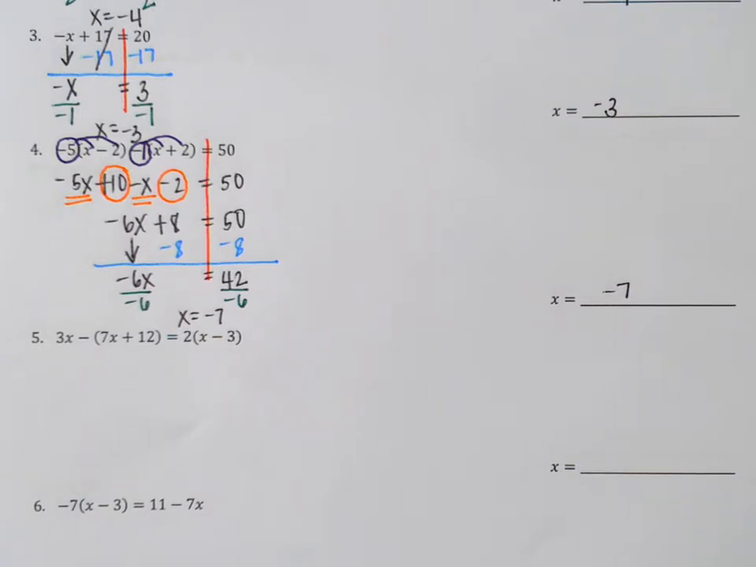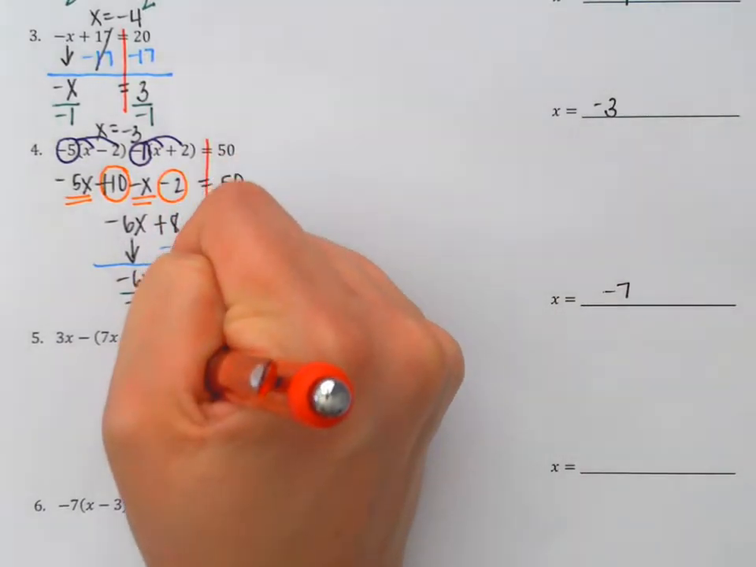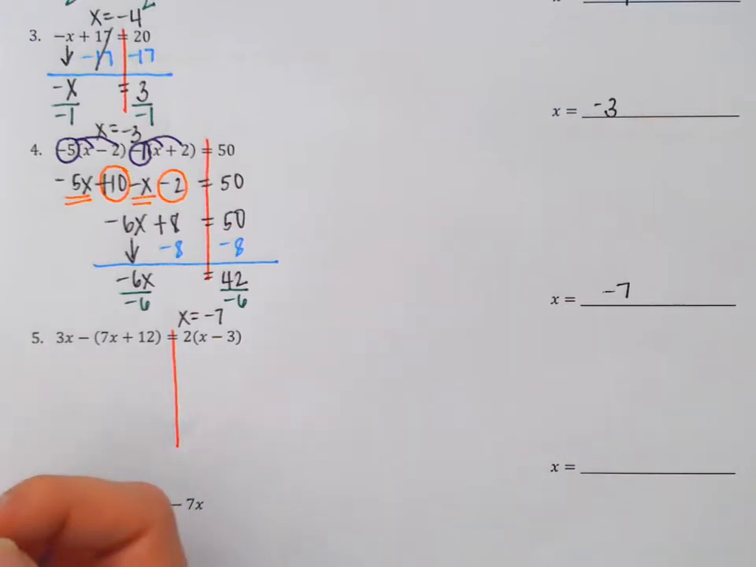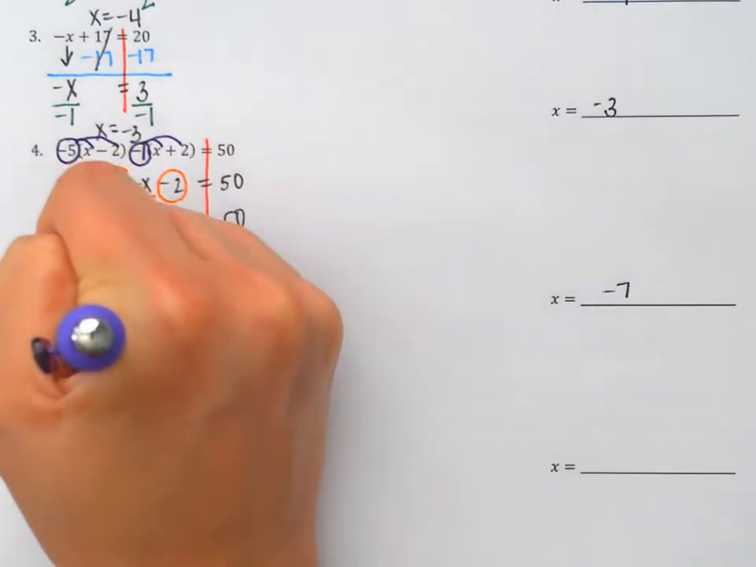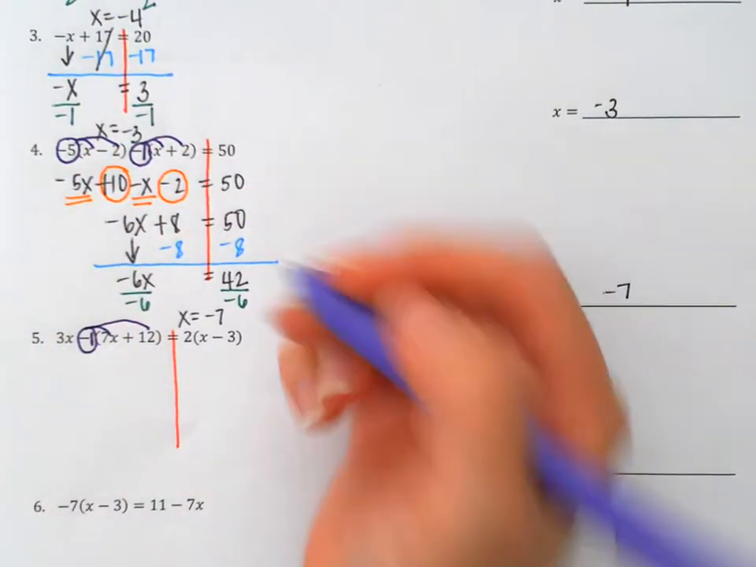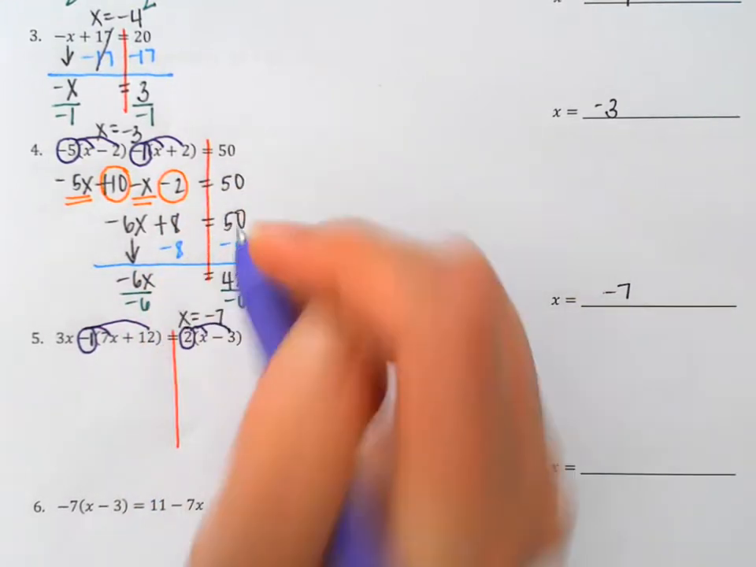3x minus 7x plus 12 equals 2 times x minus 3. First thing, I'm going to draw my line. But first thing I'm going to do here is distribute. We always want to get rid of parentheses on both sides of the equal sign. So I'm going to distribute this negative 1 to the 7x and the 12. I'm not going to combine anything first. We always distribute first. And the 2 to the x minus 3.